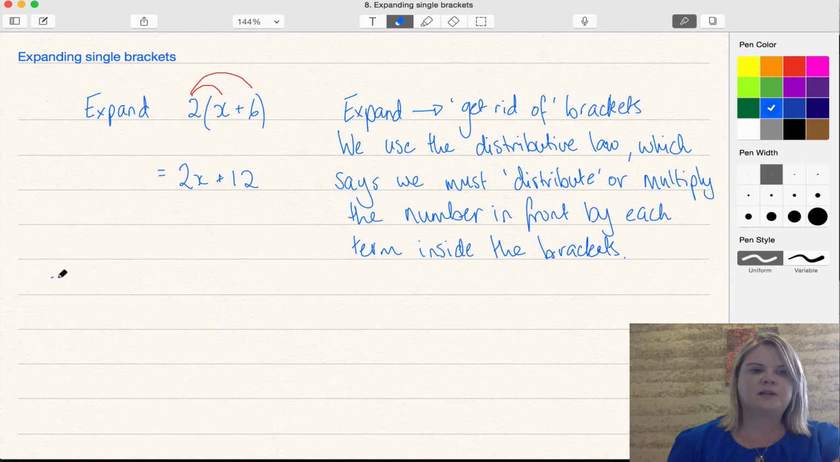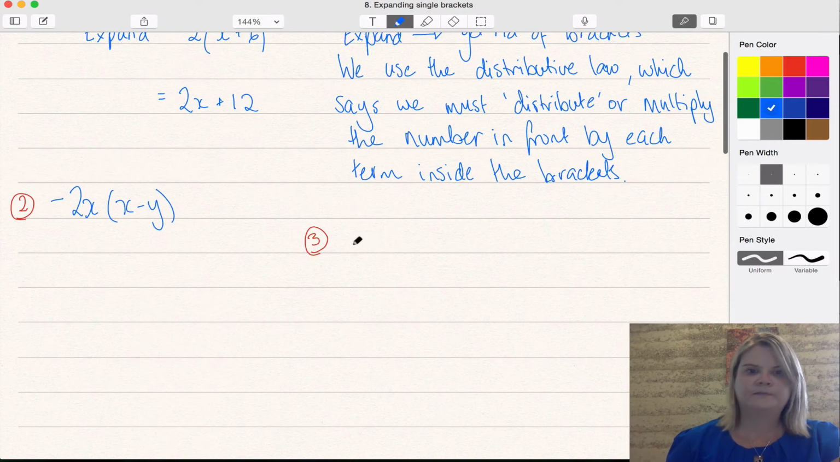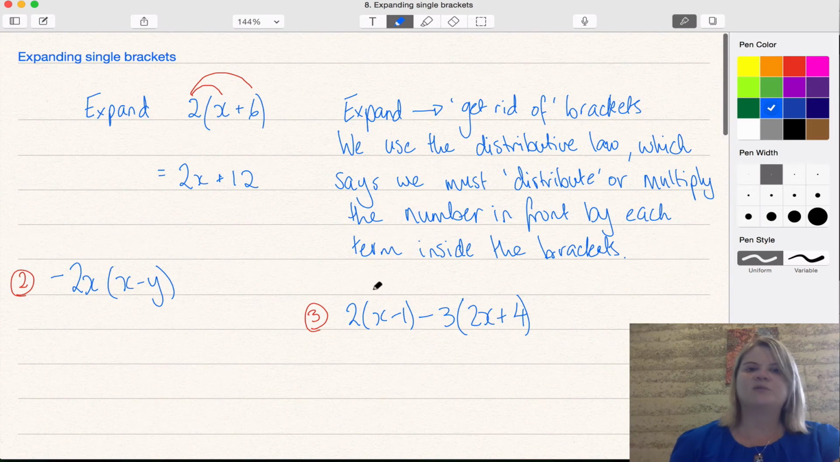Second example here for you, negative 2x, bracket x minus y. I'll put a number 2 on that for you. And third example, 2 bracket x minus 1 minus 3 bracket 2x plus 4. If you're feeling brave, you might like to pause the video now and have a go at doing these 2 examples. Otherwise, you can keep watching to see how they work.